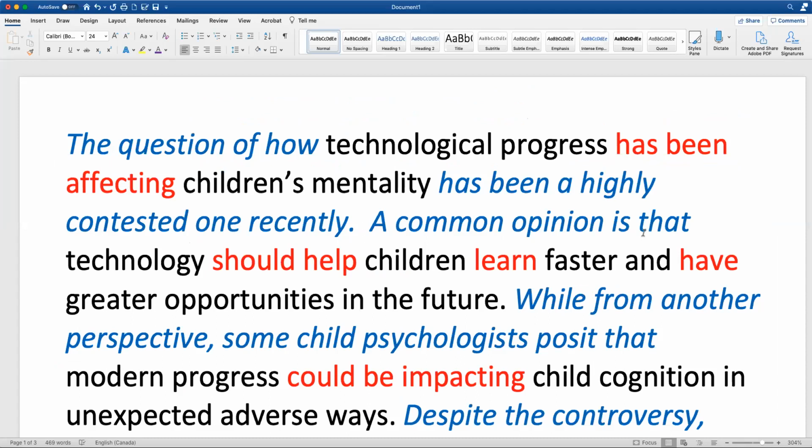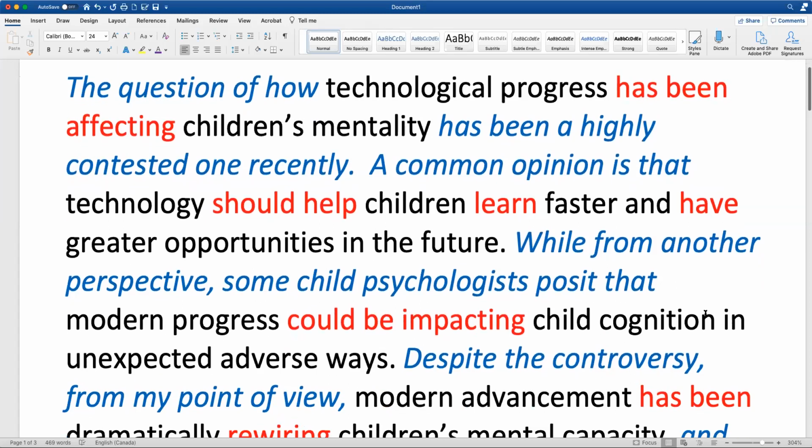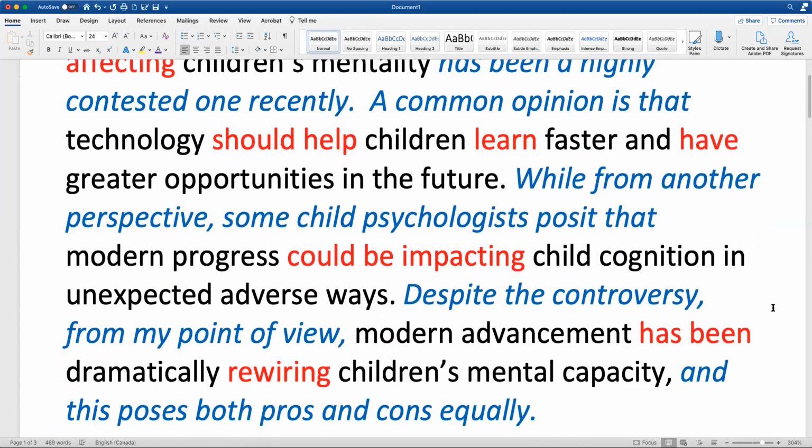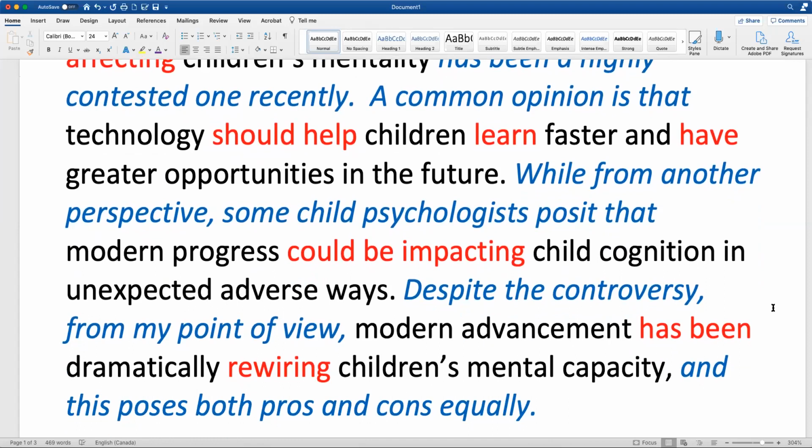All right, go ahead. Carolina, you can start us off, okay? The question of how technological progress has been affecting children's mentality has been a highly contested one recently. Okay, Mabel? A common opinion is that technology should help children learn faster and have greater opportunities in the future. Good. Now we get to the other side. Michelin? While from another perspective, some shared technologies posit that modern progress could be impacting child connection in unexpected adverse ways.